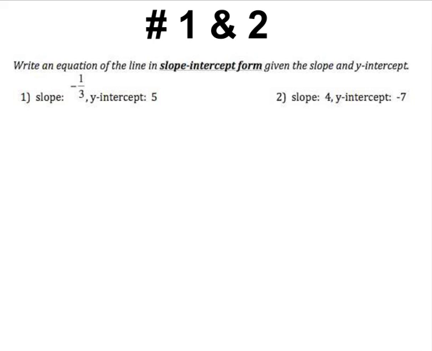Number 1 and 2. It says to write an equation of the line in slope-intercept form. We have to remember that slope-intercept form is y equals mx plus b, where m stands for your slope and b stands for your y-intercept, both of which you were given here. So I'm given the m, I'm given the b here, I'm given the m, and I'm given the b. So all we're doing is placing this into form.